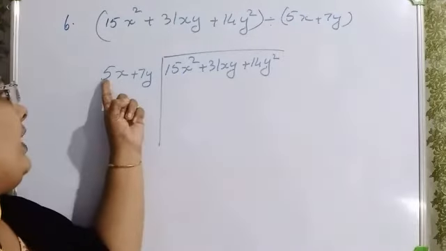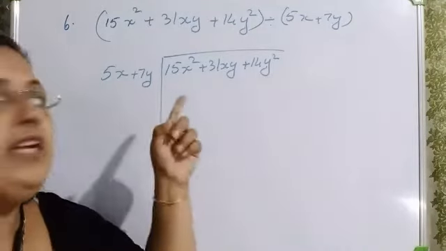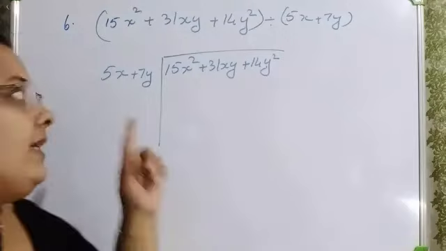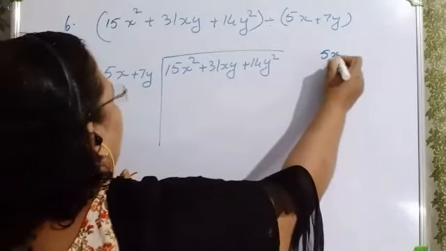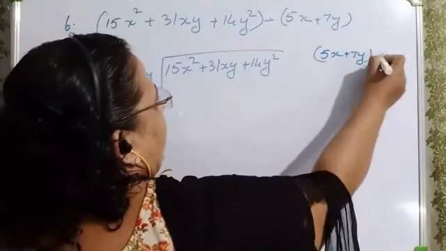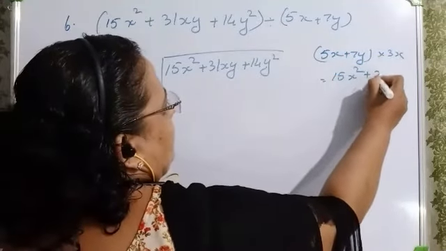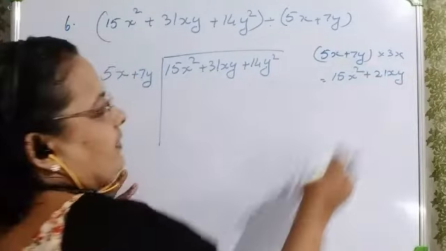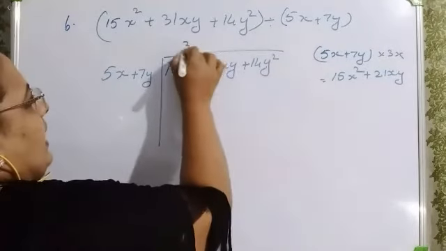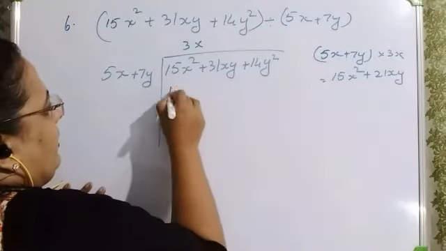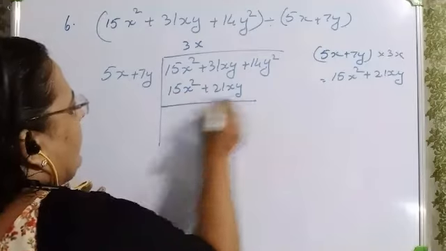So with what you have to multiply? 5x has to be multiplied with 3x. So we will get 5 3s are 15. X multiplied by x is x square. So I'll do it here. That is 5x plus 7y multiplied by 3x, that is equal to 15x square plus 21xy. 7 3s are 21xy. So here we will write 3x and then this one will write in the bottom part, 15x square plus 21xy. And then you have to subtract it.